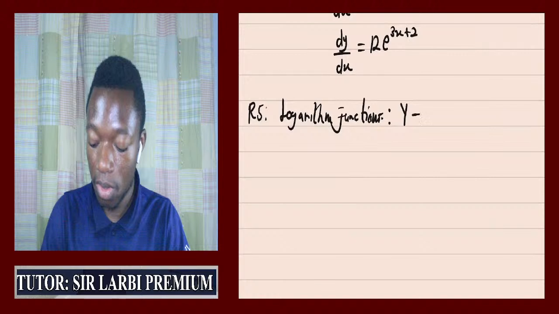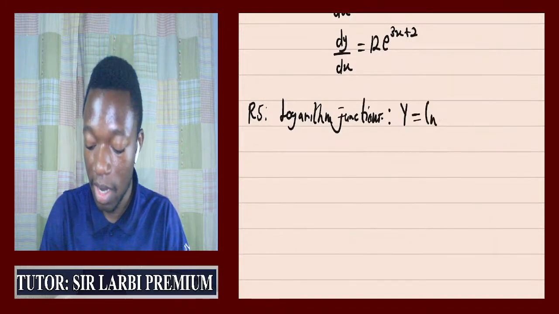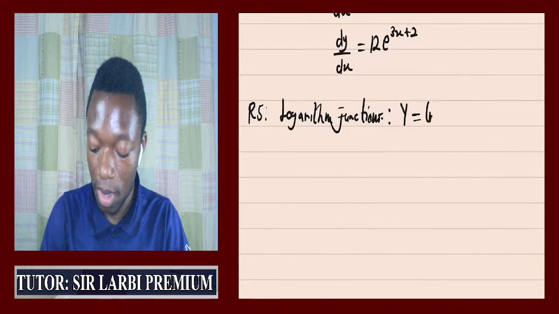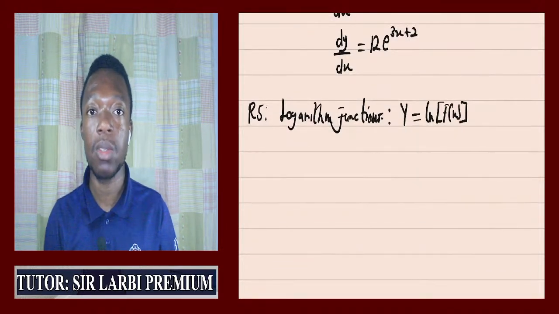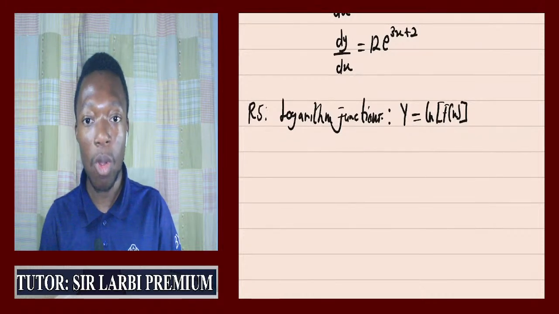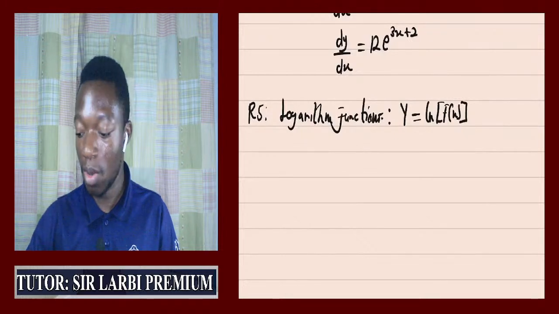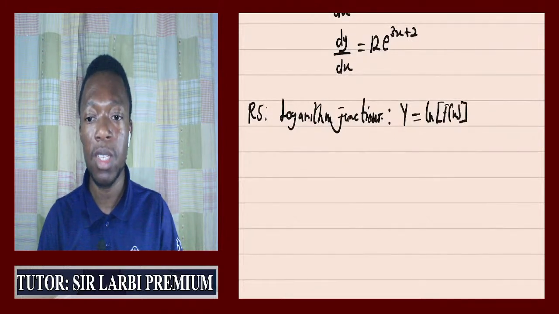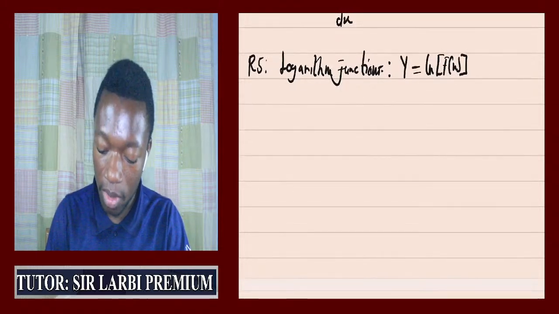Say y is equal to ln of a function f of x, so the log is attached to the function. At any time you see any function with a log attached to it, it is a log function. So how then do we differentiate a log function? Let's see how it goes.